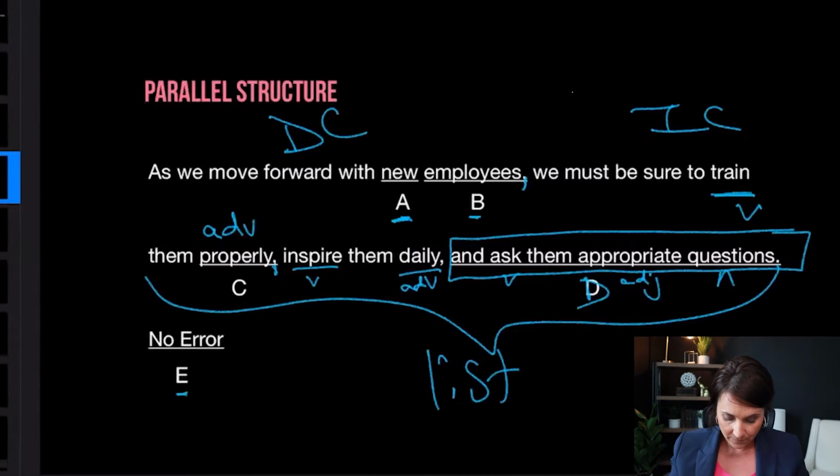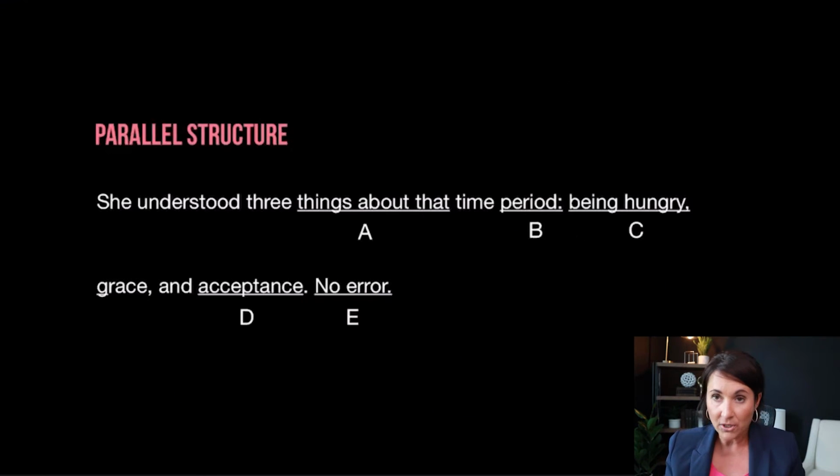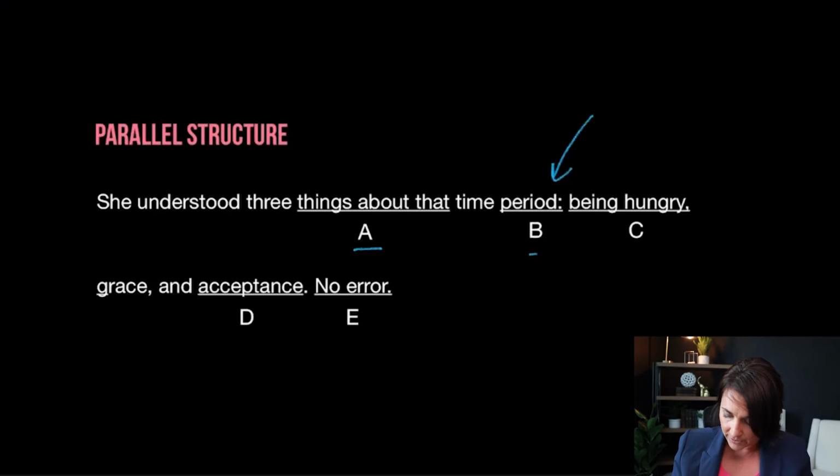Okay, so again, let's take a look. We've got some punctuation we can talk about here too. I always like to do 5 different things when I'm talking about a sentence. So we have, she understood 3 things about that time period. Well, A looks fine. She understood 3 things about that. There's nothing grammatically incorrect there. So we'll leave A. Then we have B here. Now B, we want to check out because we have a colon here.